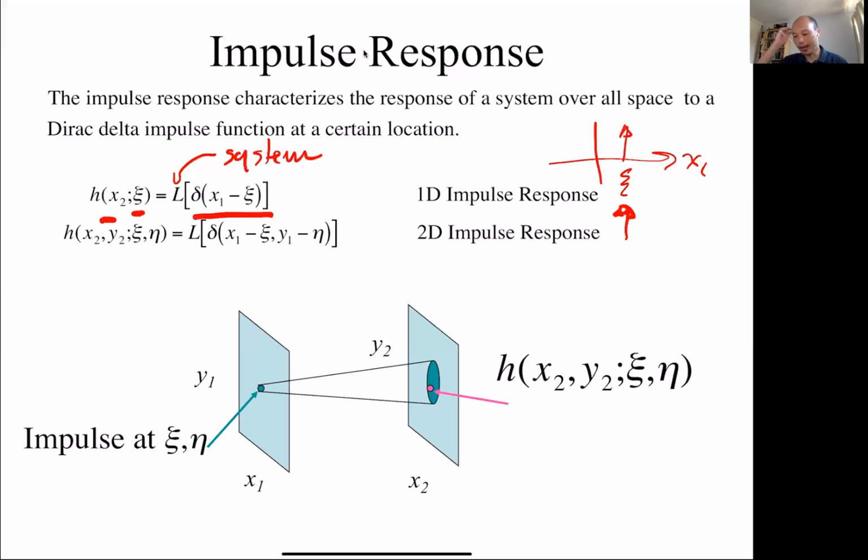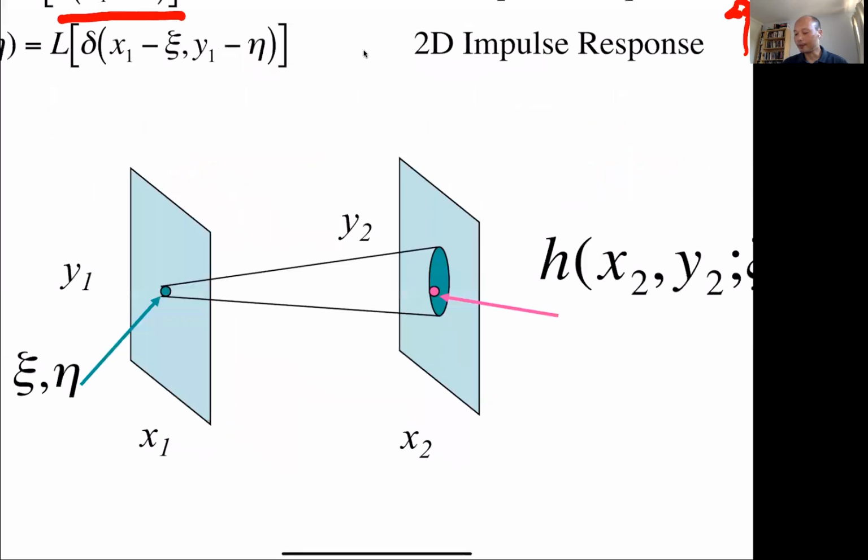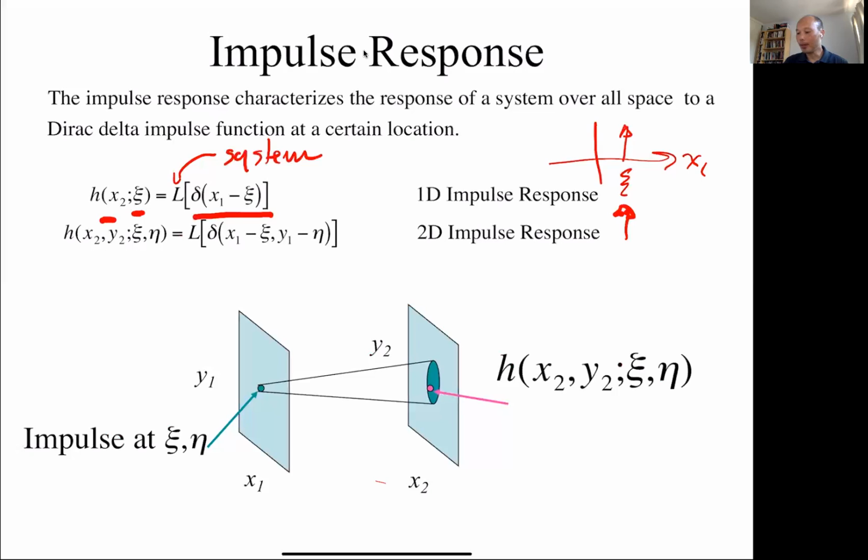Okay, and why is that? Well, let's do 2D first, and then that'll help explain it. So let's look at the 2D impulse response function. So this is delta of x1 minus xi, y1 minus eta.